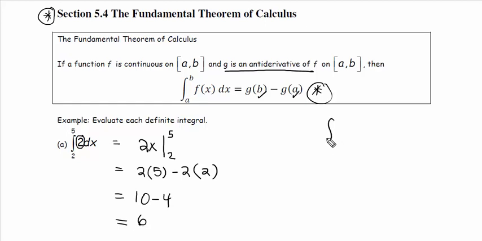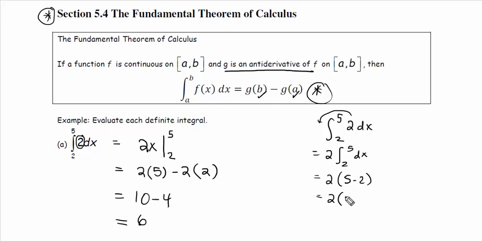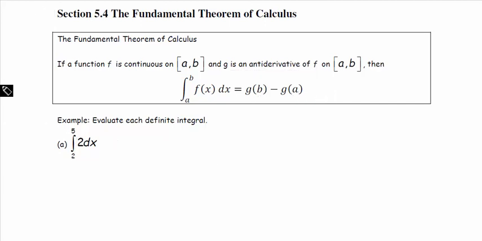Now, if you didn't believe me that this is exactly the same as what we were doing in the last section, you could pull the 2 out front, so 2 integral from 2 to 5 of dx, and then this integral is just 5 minus 2, which is 2 times 3, which is 6. So that's how we were doing this in the last section. Alright, so now let's try another one here.